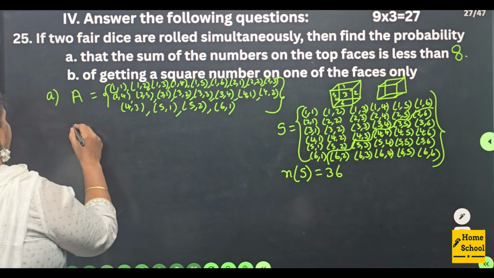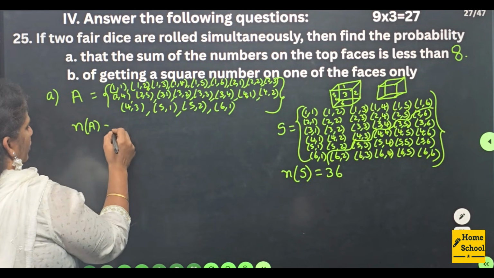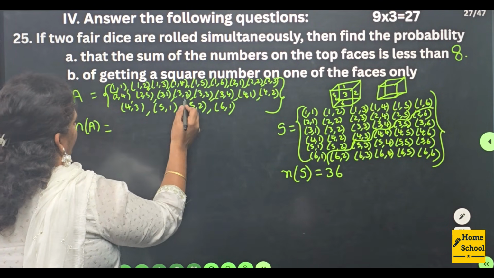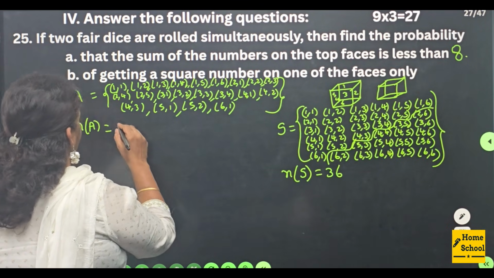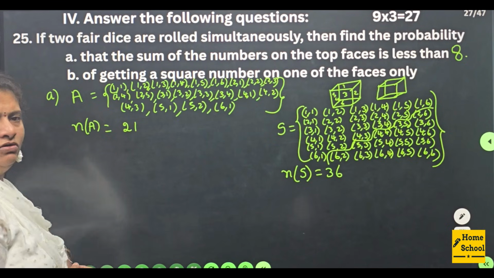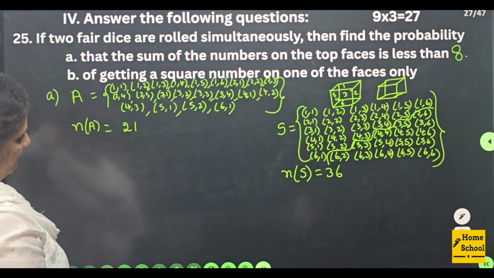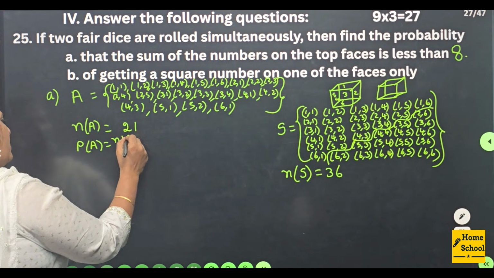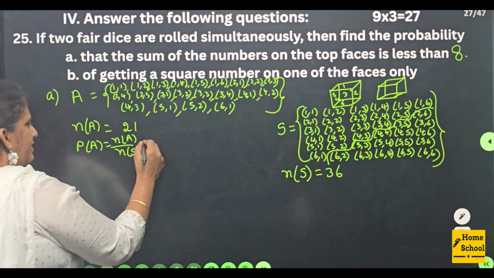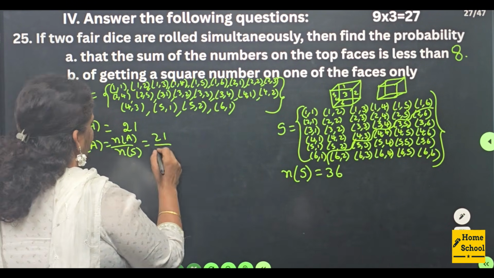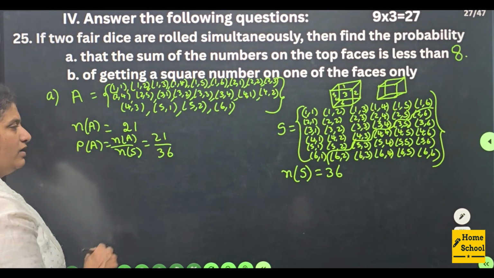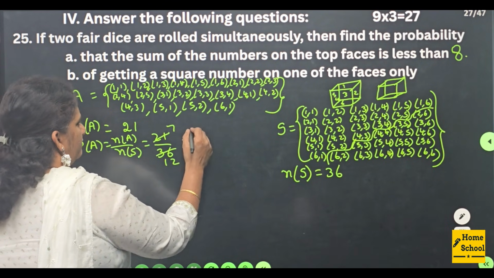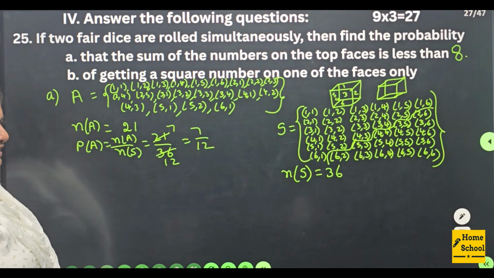So count and say the number of events n of A is equal to 1, 2, 3, 4, 5, 6, 7, 8, 9, 10, 11, 12, 13, 14, 15, 16, 17, 18, 19, 20, 21. n of A is equal to 21. Probability of getting this event, formula: P of A is equal to n of A by n of S. That is 21 by the number of sample spaces, 36. If you can cancel, you can cancel. 3 7s are 21, 3 12s are 36, that is 7 by 12.